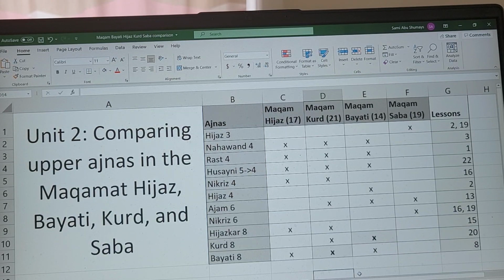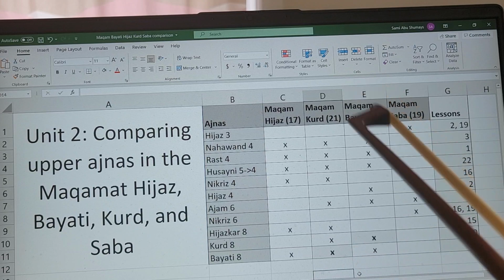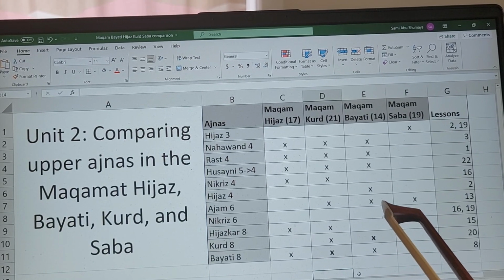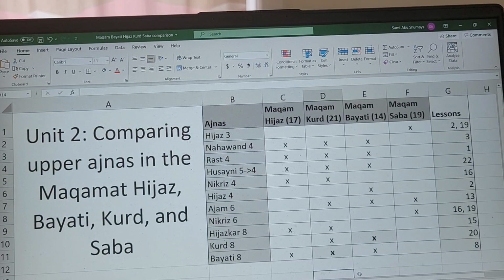So you get that Bayati and even Saba on the octave of Kurd a lot. Now let's look at this other one, Kurd on the octave of Bayati. This one is less strongly a true Kurd. What this really is, it's the connection to the Ajam on 6.